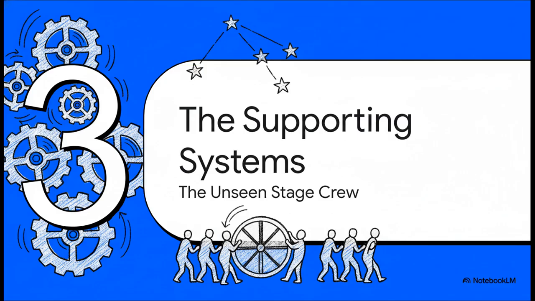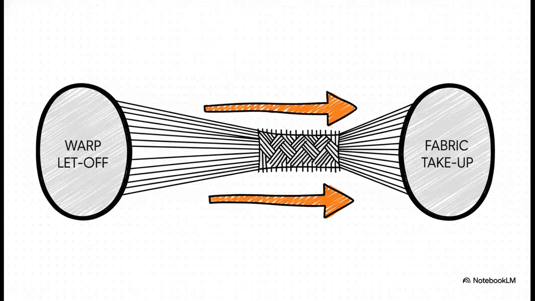So, those three primary motions are the stars of the show, but they can't do their thing without a flawless support system. These are what we call secondary motions. They're like the unseen stage crew keeping the whole production running smoothly. And these two systems have to work in perfect harmony. On one end, you have the warp let-off, which is slowly feeding new warp threads from this giant roll, making sure the tension is always just right. Then, on the other end, you have the fabric take-up, which is steadily rolling up the brand new fabric. It's this perfectly balanced, continuous flow of material in, product out.